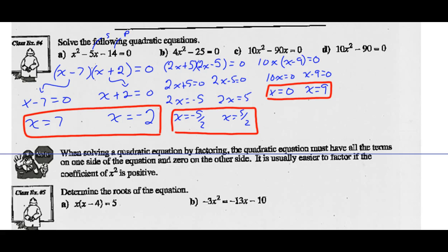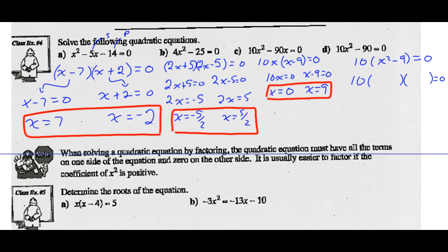And let's look at the last one. 10x squared minus 90. Well, again, it's got a common factor of 10. That leaves me x squared minus 9 equals 0. Well, I can factor what's in the brackets as a difference of squares.